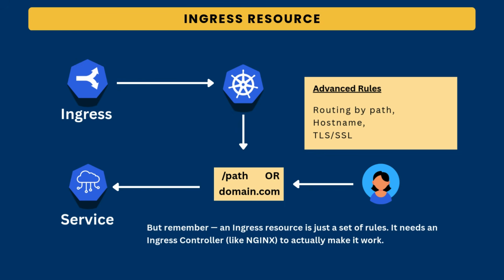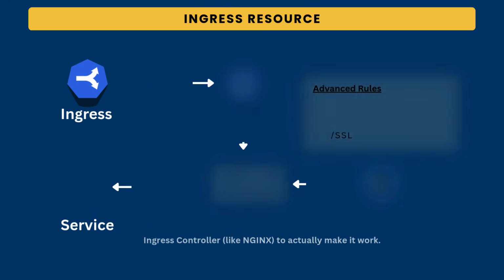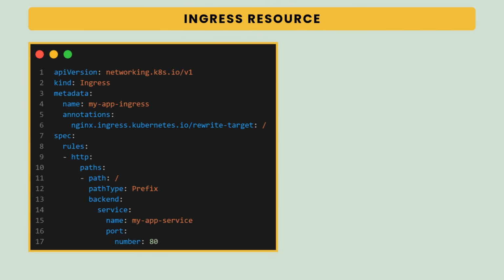But remember, an ingress resource is just a set of rules. It needs an ingress controller like NGINX to actually make it work. Let's start with a very basic setup. Imagine we already have a simple service called my-app-service running on port 80. Now, we will create our first ingress resource to expose it.